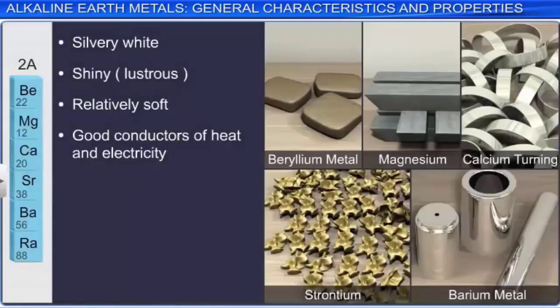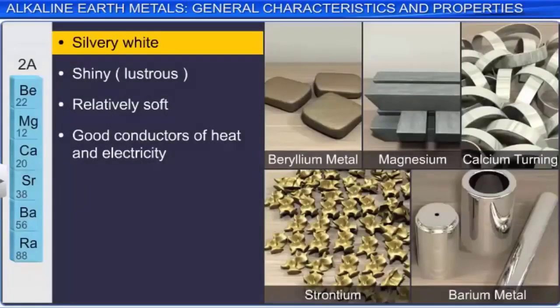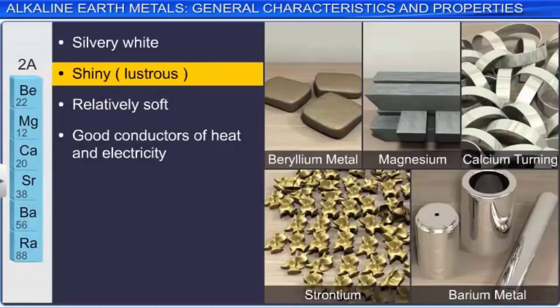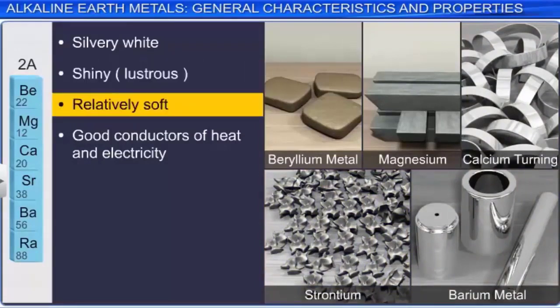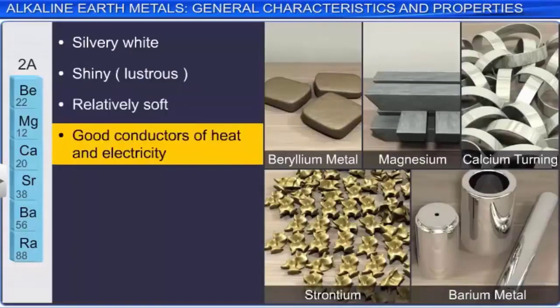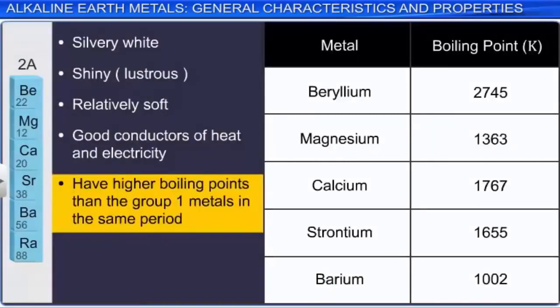The alkaline earth metals are silvery white, lustrous or shiny solids, although beryllium and magnesium may have a greyish cast to them. They are relatively soft metals, though harder than the alkali metals. Like all metals, they are good conductors of heat and electricity. The group 2 metals have higher boiling points than the group 1 metals due to their smaller atomic radii.